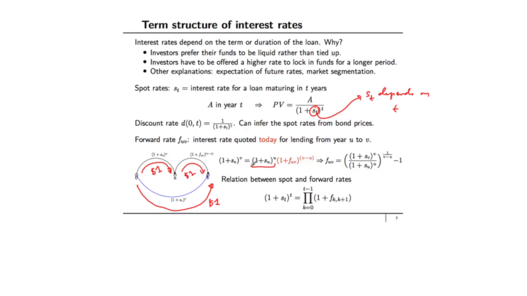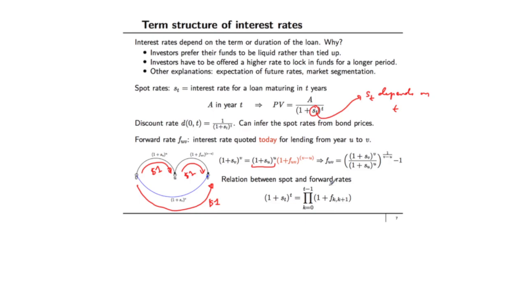No arbitrage condition tells me that whether I go down the blue path or whether I go up the black path, I should end up with the same amount of dollars, which means that (1 plus S_V) to the power V must equal (1 plus S_U) to the power U times (1 plus F_UV) to the power V minus U. Using this expression, you can calculate out what F_UV is going to be. It's going to be (1 plus S_V) to the power V divided by (1 plus S_U) to the power U, the whole thing raised to the power 1 over (V minus U), minus 1.